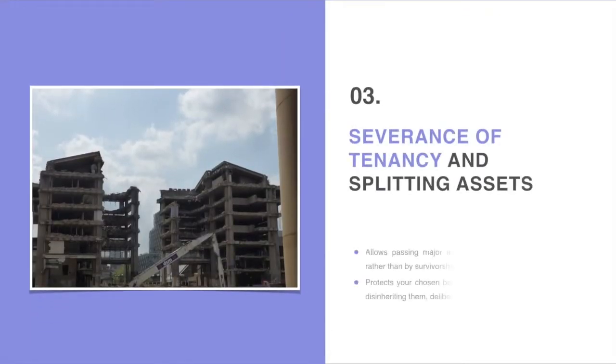The next choice is to sever tenancy and split assets so that houses are owned as tenants in common, joint bank accounts are closed and accounts are opened up in their own name. This allows major assets to pass to who you choose rather than just going by survivorship to the joint owner, and it protects your chosen beneficiaries against the survivor disinheriting them deliberately or otherwise.